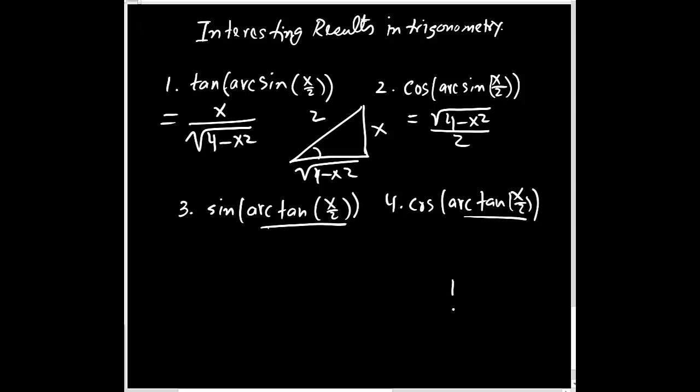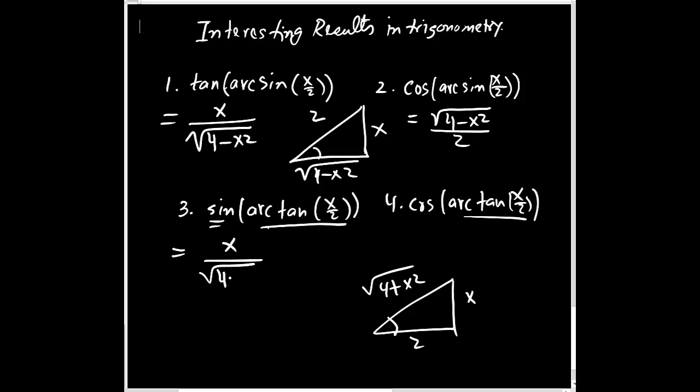So let me draw the right triangle. This is my reference angle. Since it is arc tangent or tan inverse, so then we know opposite over adjacent. So then the hypotenuse will be the square root of x squared plus 2 squared, or you can say 4 plus x squared. Now I'm looking for sine. So arc tangent gives me the right triangle. Now since I have sine, the answer will be opposite over hypotenuse. So your answer will be x over square root of 4 plus x squared.